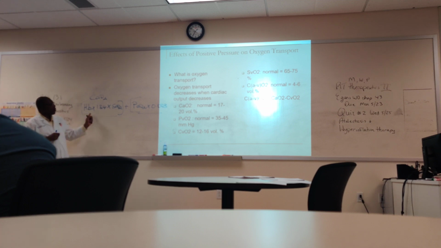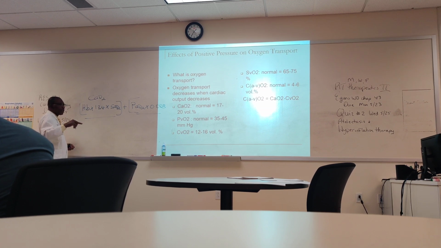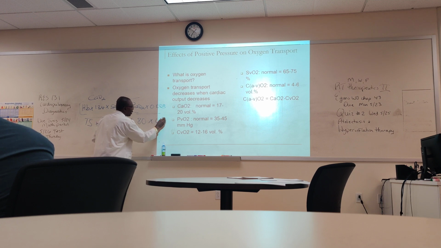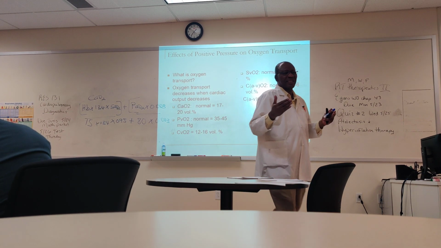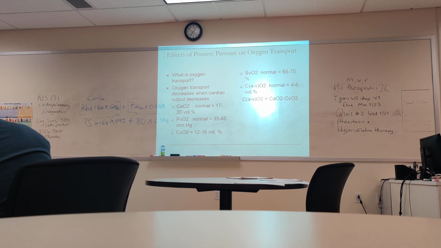When you work this formula out, normal hemoglobin is 12 to 14 for females, 14 to 16 for males. So if we put 15 here, times 1.34, times oxygen saturation, normal is 95% or above, converted to decimal, plus PaO2 of 80 times 0.003, you're going to come up with a number between 17 and 20 volume percent. What they really call the normal value is 20 volume percent, but the range is 17 to 20.